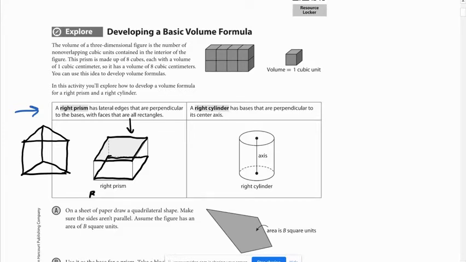So this one would be a rectangular prism. This one would be a triangular prism. So you name the prisms according to their bases.